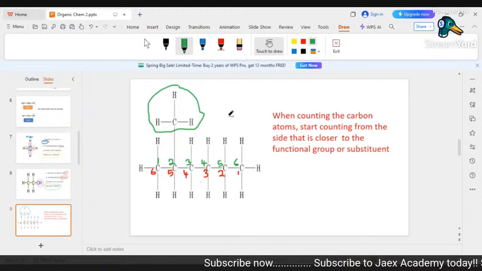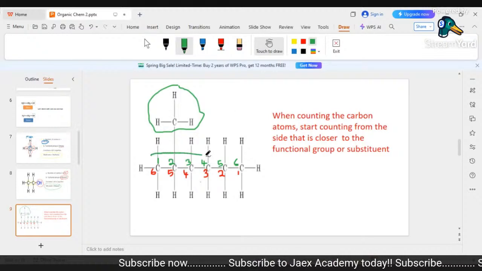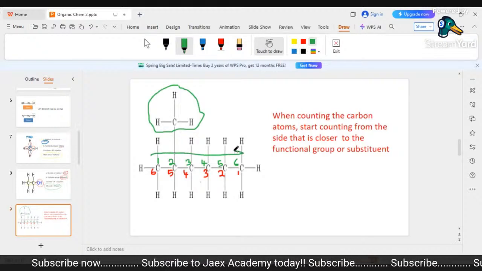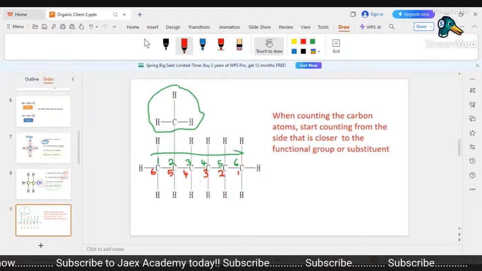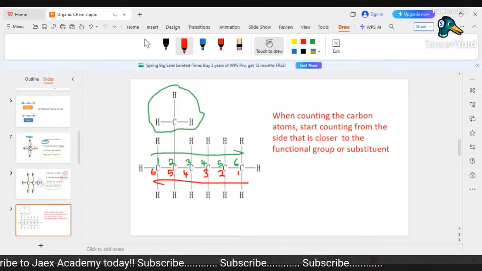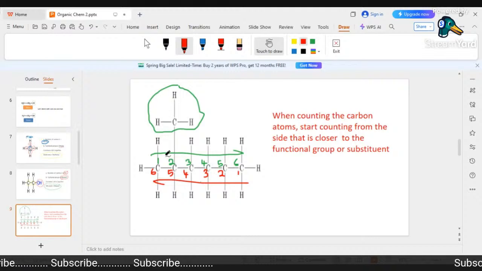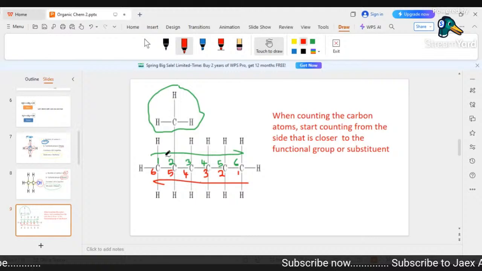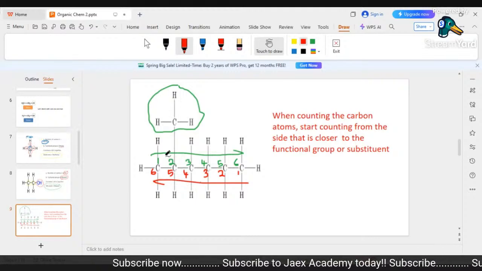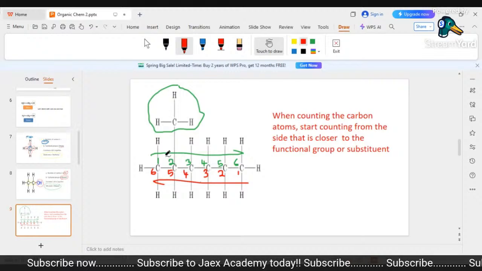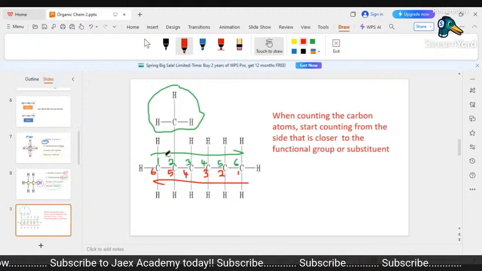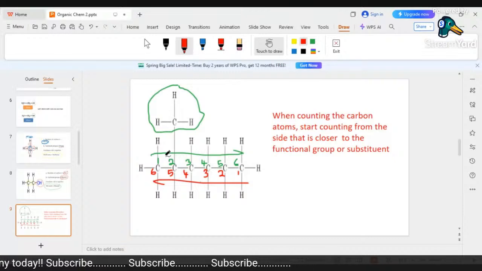Now, if we count from the upside, the upside is green. And if we count from the downside, it is red. Now, which of them do you think is closer to the substituent? The substituent now is the branch. Is it up or down? Comment your answer. Which do you think is closer to the substituent? The green.